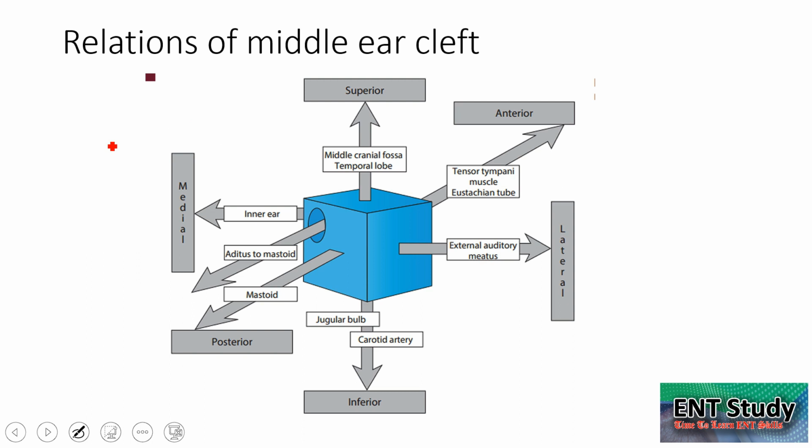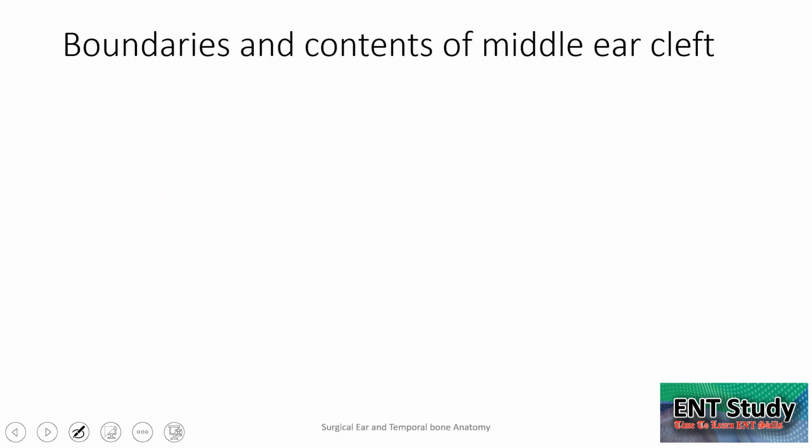The relations of the middle ear cleft are very important because at every boundary we come across very important structures in the head and neck. So superiorly, we have the temporal bone, which is housed by the middle cranial fossa. Anteriorly, we have the tensor tympani muscle and the eustachian tube. Laterally, we have the external auditory meatus. Inferiorly, we have the jugular bulb. Posteriorly, we have this opening, which is known as the aditus, which leads to the mastoid. And medially, we have the labyrinth, which is also known as the inner ear.